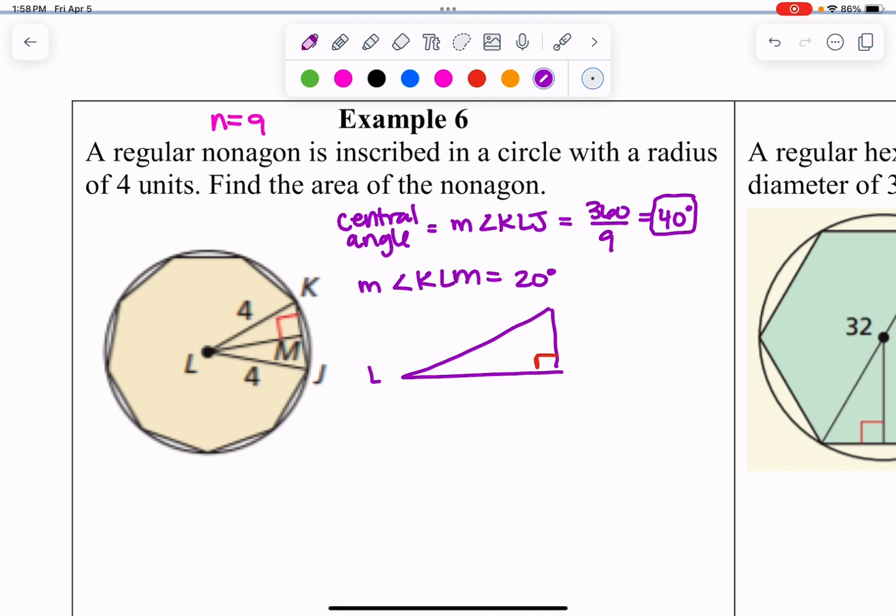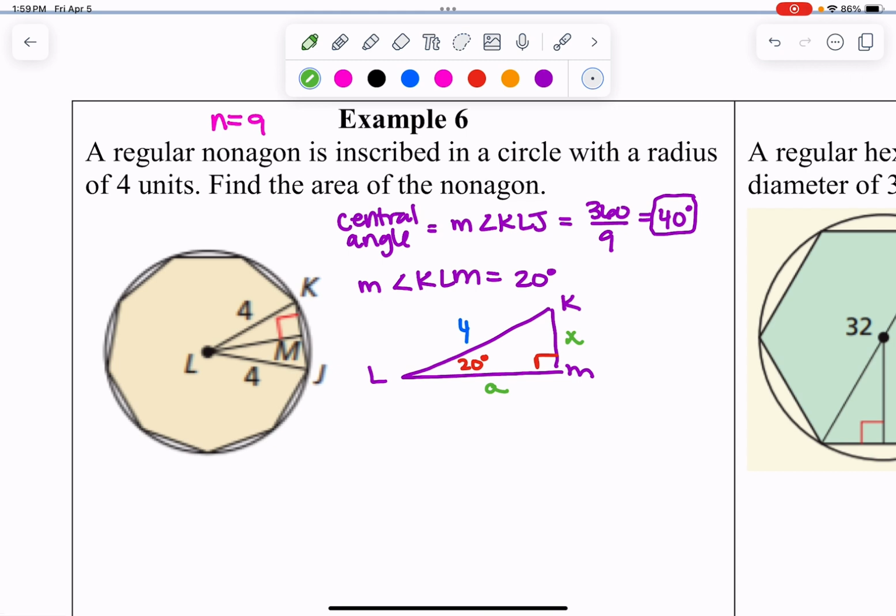And so here's LKM. We've got the length of the hypotenuse there, which is the radius, and we know that is 4. And we know that our angle KLM is 20 degrees. So we need to figure out what our apothem is. I'm going to call that A. And then I'm going to call half of our side here, KM, I'm going to call that X. So I know I need the apothem, and then I need an entire side to find the perimeter.